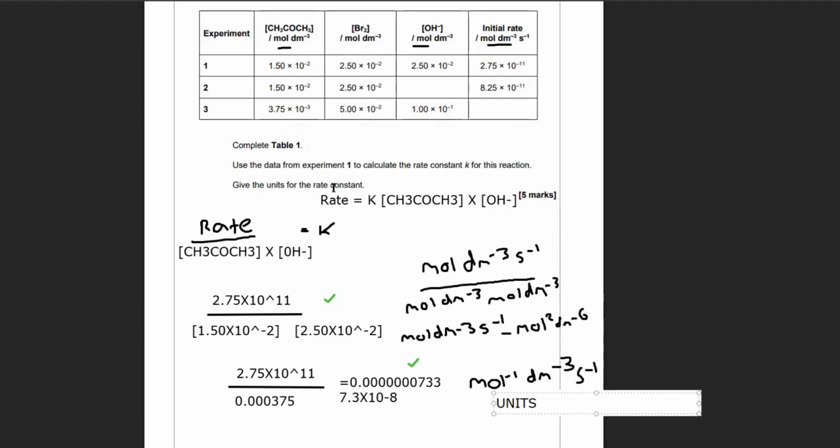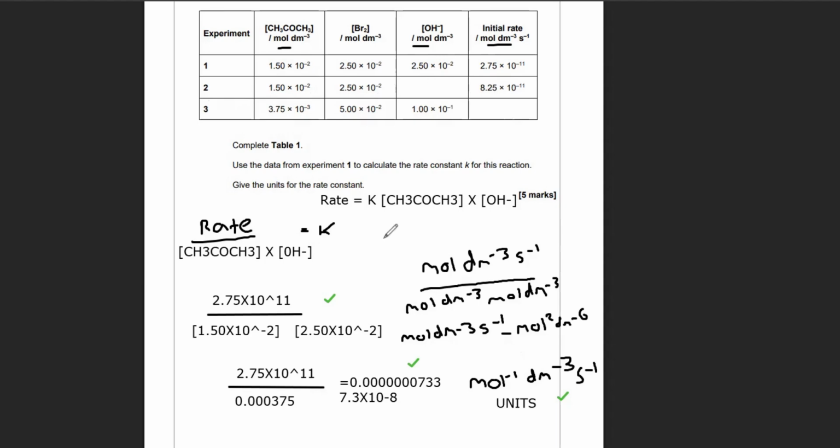So we're going to give ourselves a tick for that. Now I need to get a mark for each of these. And what I'm going to do here, guys, there's two ways to do it. We could put these into the rate equation and rearrange to find the hydroxide ions, because we now know k is 7.3 times 10 to the minus 8. We now know what the propanone is here, and we know what the initial rate of reaction is here. So we can put that in and find the hydroxide ions.